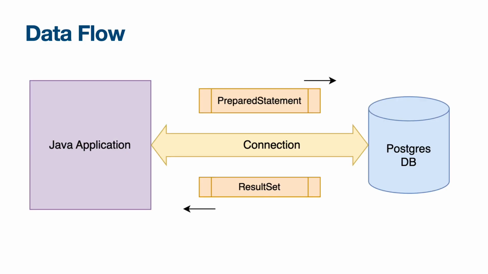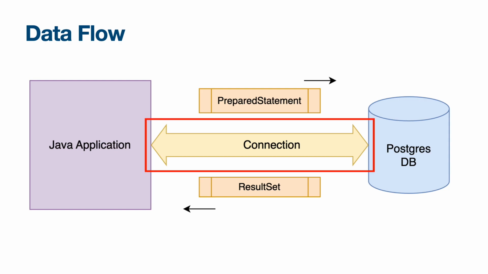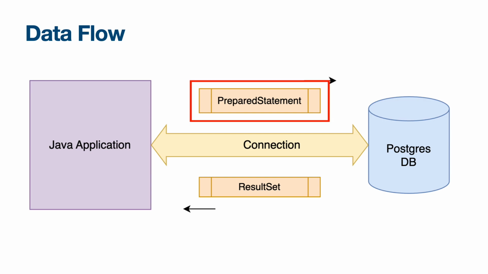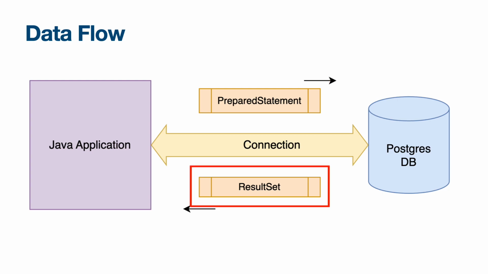Let's look at how data is retrieved from a database from most applications. We create a connection to the database. We send a query statement, something like select star from my table. The database returns the results, and we use the results in our application.